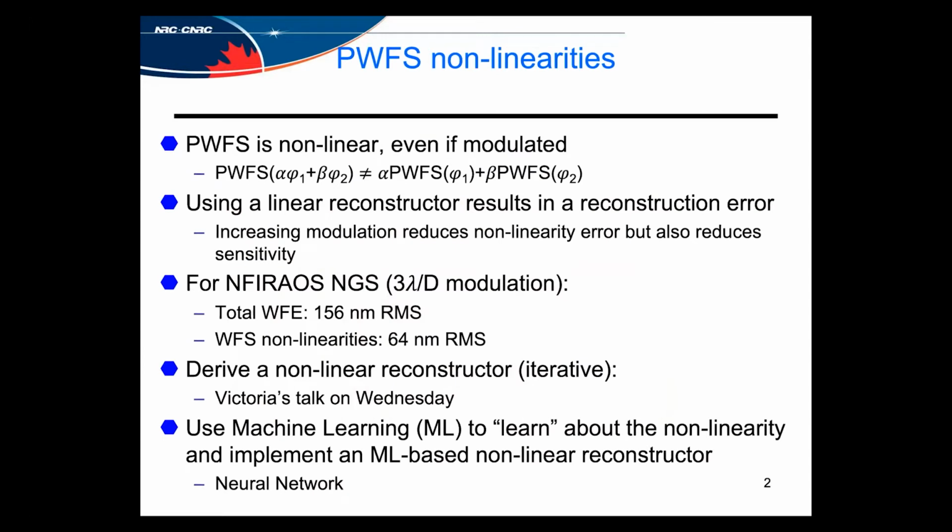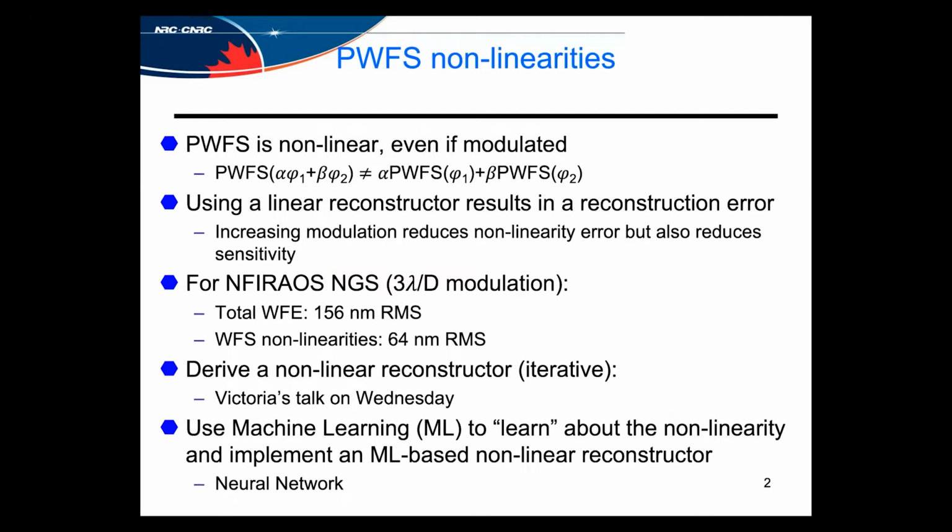So I think by now we have discussed quite a bit the pyramid wavefront sensor being non-linear. Basically what it means is that if we use a linear reconstructor like an MVM, then we are getting reconstruction error. We can always increase the modulation to reduce non-linearity, but then we are losing in sensitivity.